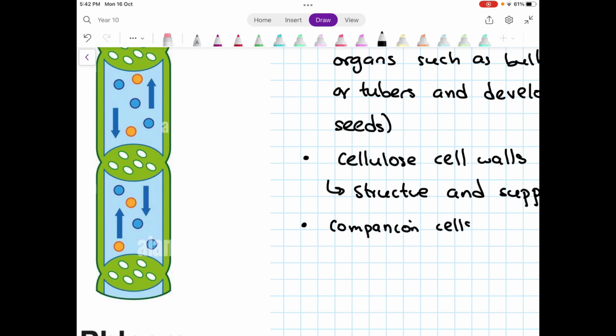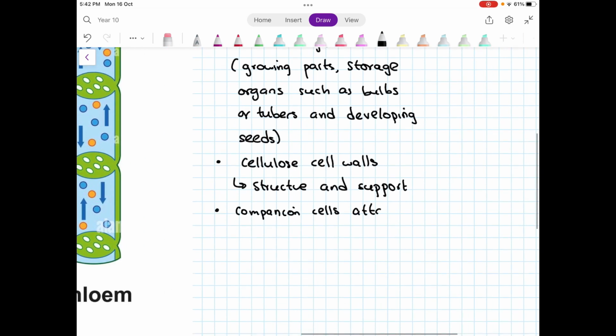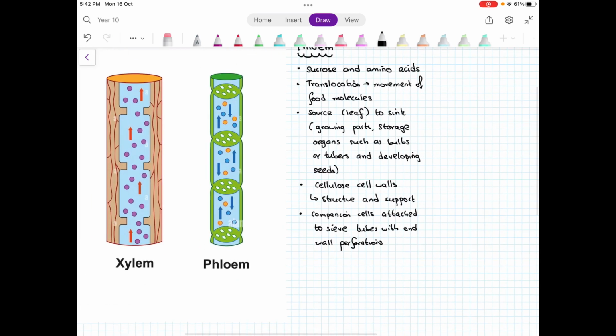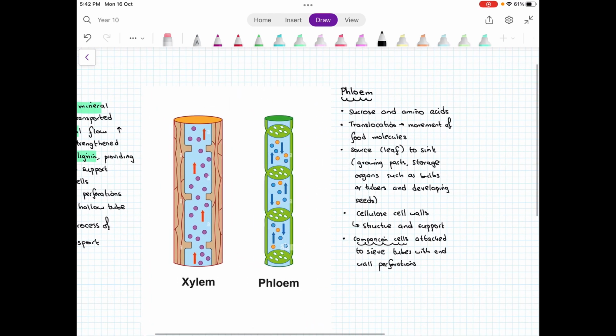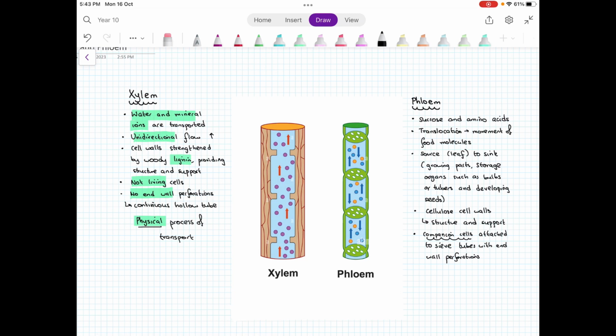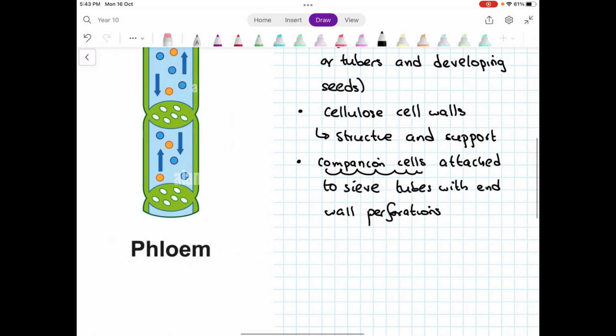And the cells in the phloem are living cells. They are known as companion cells, which are attached to these sieve tubes with end wall perforations, which mean that the cytoplasm is attached from one cell to the next. And what these companion cells do is they help generate energy for this process to occur, because unlike transport in the xylem, which is purely physical, transport in the phloem is active and requires energy.